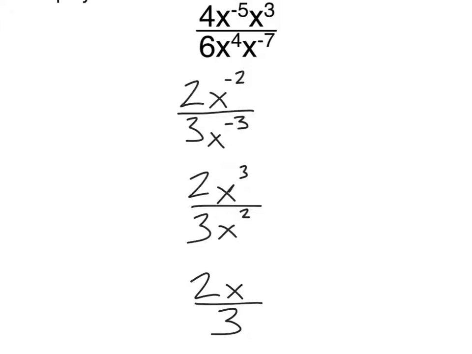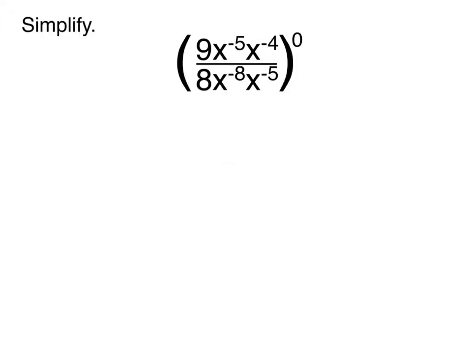Now that we've seen how we can do those, we can make them a little bit more complicated. And that's the layer we're adding on today, is we're going to be simplifying stuff that looks like that first one, but we're also going to have parentheses around it, and that whole thing will be to some other power. And as you're taking a look at this one, there's 2 different tactics you can take.